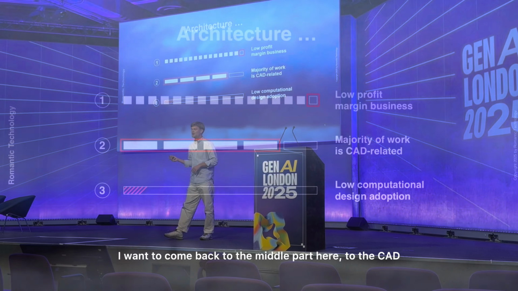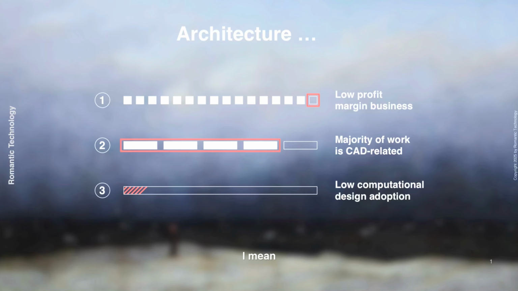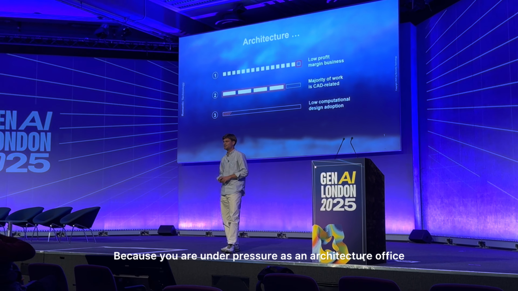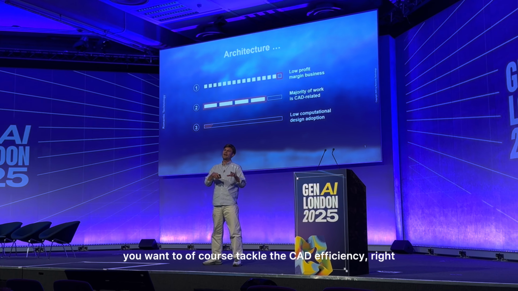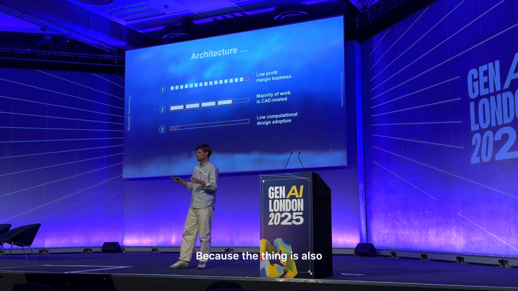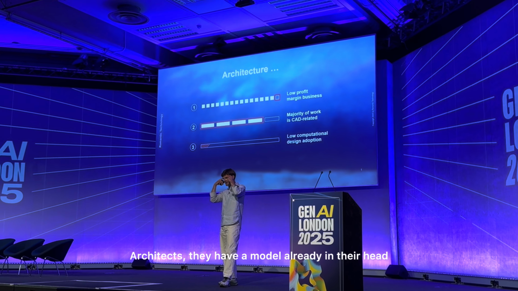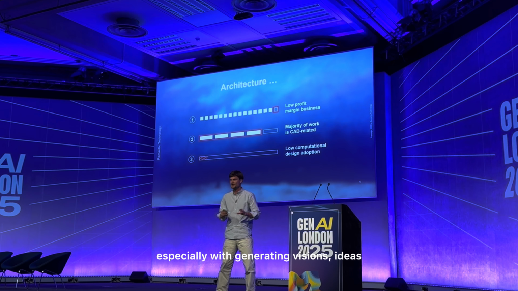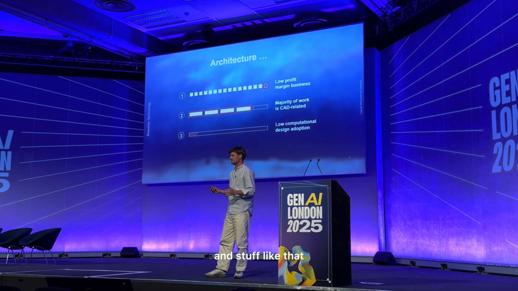I want to come back to the middle part here, the CAD. If you want to solve this problem, because you are under pressure as an architecture office, you of course want to tackle CAD efficiency, right? Because architects already have a model in their head, and this is super efficient. It works very well, especially with generating visions, ideas, and stuff like that.